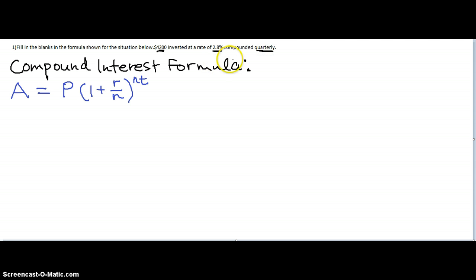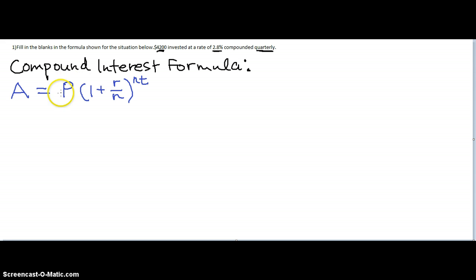What does it mean to be compounded quarterly? Well, that means that on the money that you invest, interest is paid to you 4 times per year because it's compounded quarterly. Like there are 4 quarters in a dollar, right? Okay, so this means, well, that we need to label these numbers with the correct variables so we can plug them in.